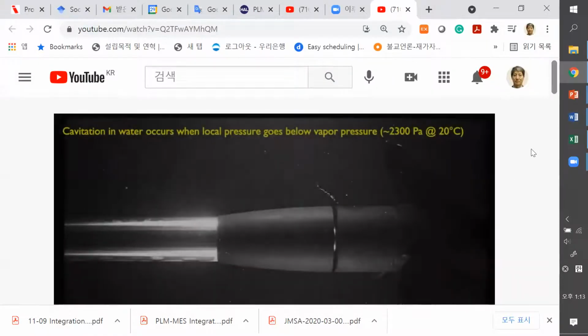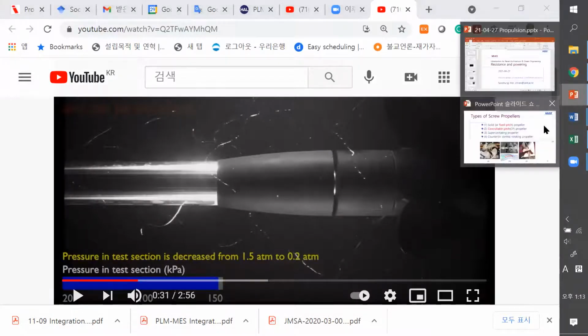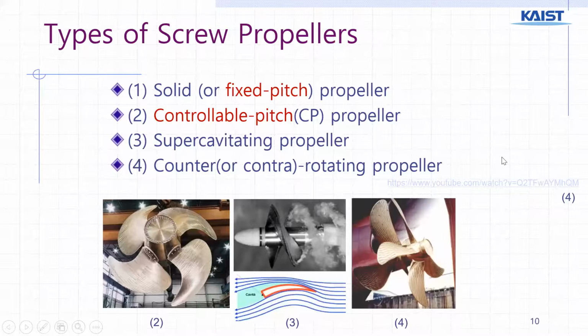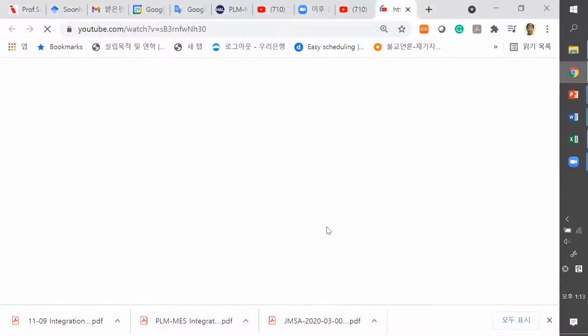All right, and then I stop. Okay. And there is another video for variable pitch propeller or controllable pitch propeller.